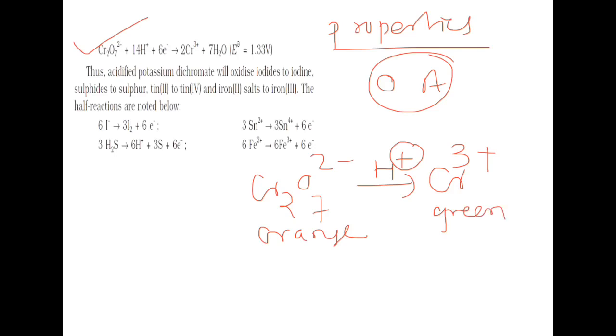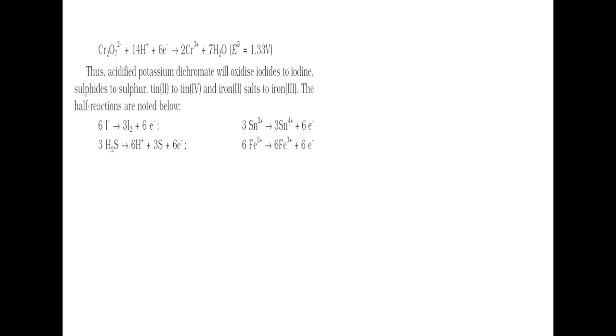And this possesses a reduction potential of plus 1.33 volt. Means this possesses positive reduction potential. As this possesses positive reduction potential, this can act as a better oxidizing agent in comparison to H plus. It can oxidize iodide to iodine, hydrogen sulfide to sulfur, stannous to stannic, ferrous to ferric, and itself undergoes reduction to convert to chromic form.